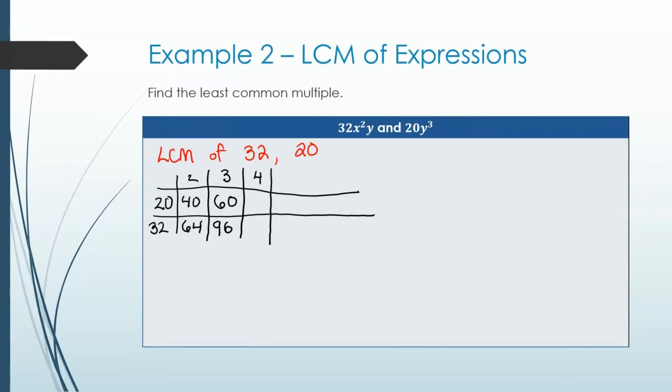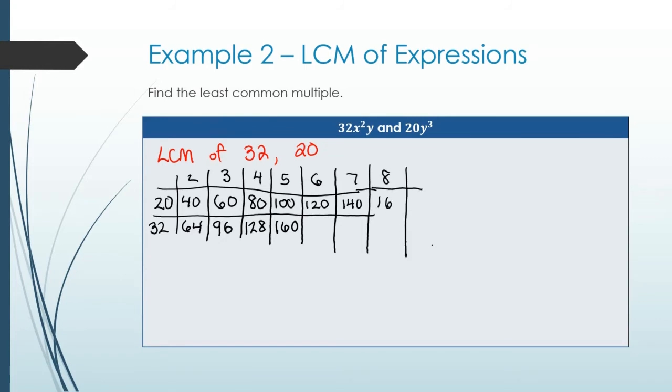So then I'll do times 4, so that gives me 80 and 128. Times 5 gives me 100 and 160. Times 6, 120. And I know that 160 is going to be the number that shows up eventually as the least common multiple.